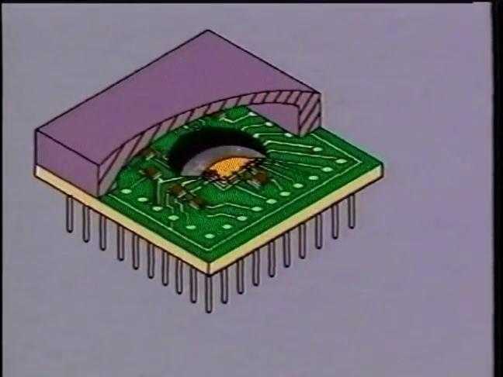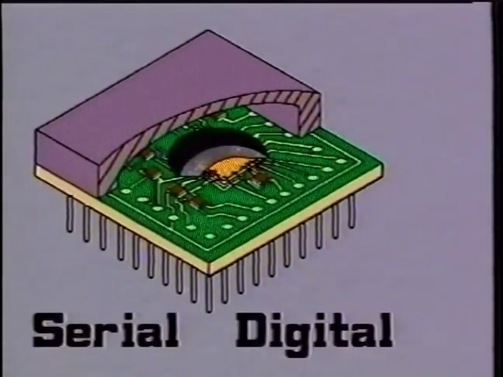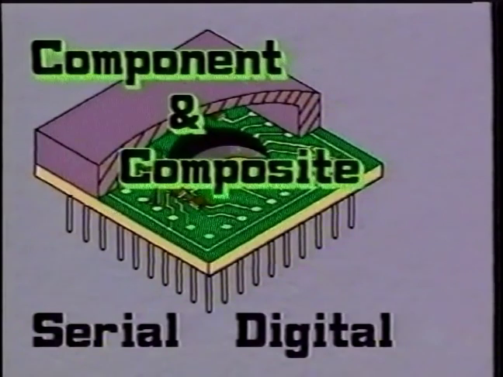This tape looks at the facts and figures involved in the serial transmission of digital video and audio signals down a single coaxial cable. We will show that the system accommodates both component and composite signals.